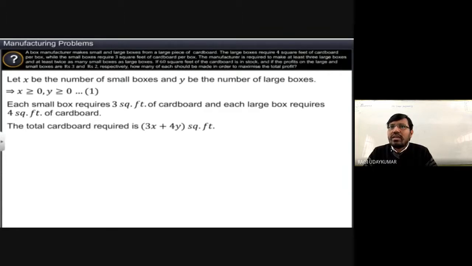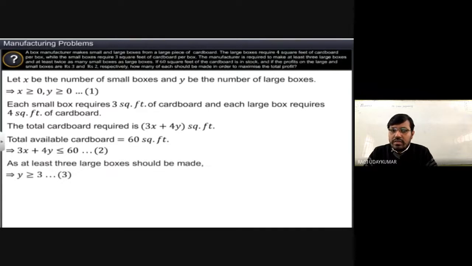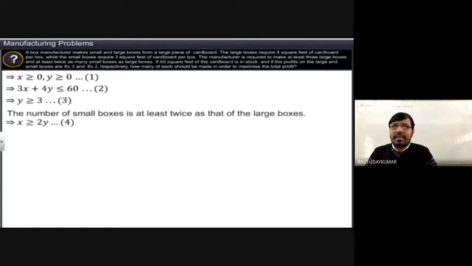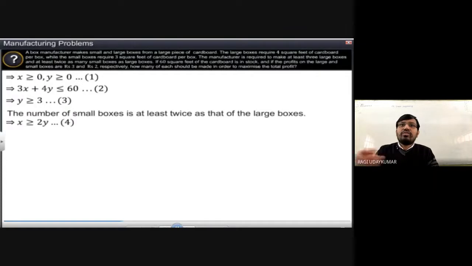Total cardboard required is 3x plus 4y. That should be less than or equal to 60. Why? How much is in stock? Total 60 square feet of the cardboard is available. And yet, at least 3 is given to you, and please note this point here. The number of small boxes is at least twice that of the large boxes.